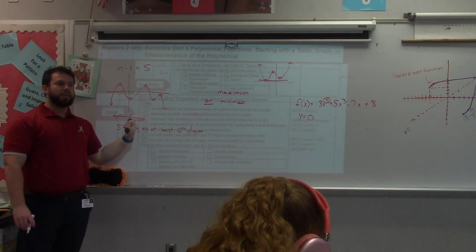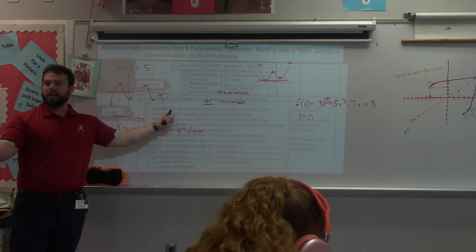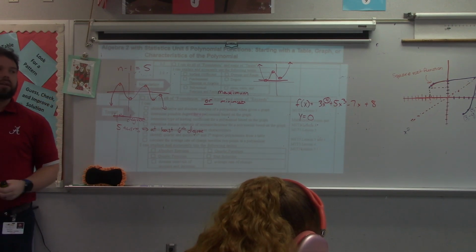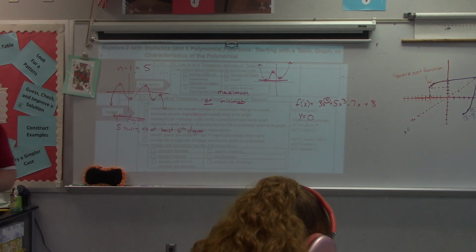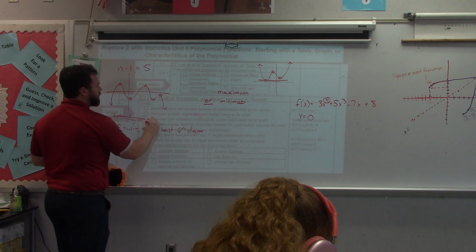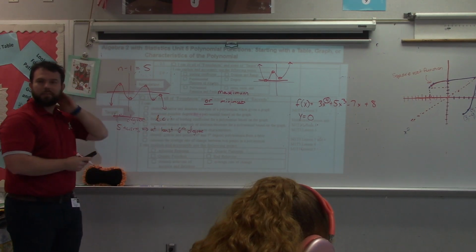Does the sixth degree make sense based on the end behavior? Yeah. How do we know it's even from the end behavior? Because the end behavior is the same, right? So those are things we'd want to notice. Hey, the end behavior is the same, so it's got to be even degree. What do you think the leading coefficient would be? Is that leading coefficient going to be positive or negative?